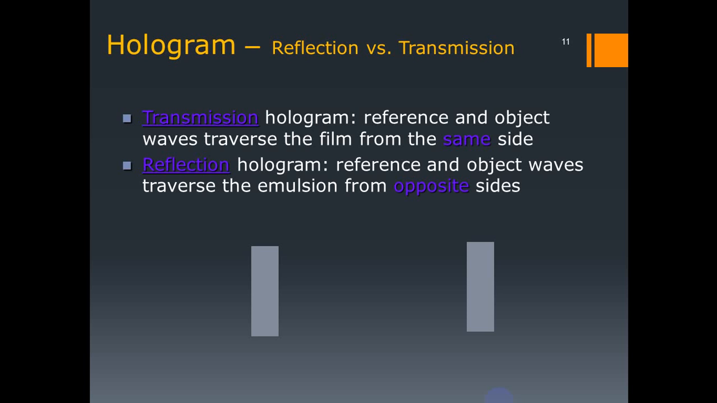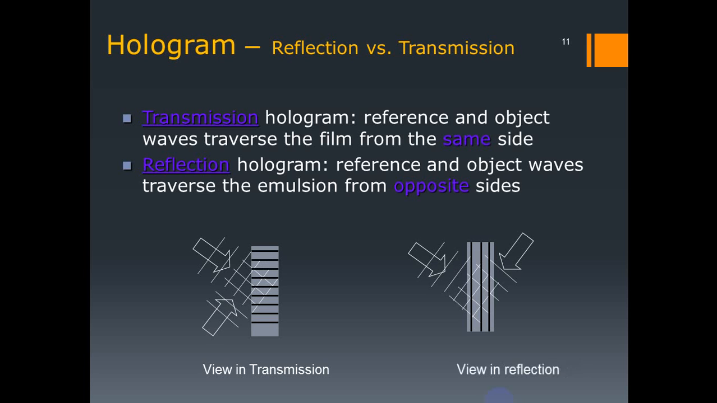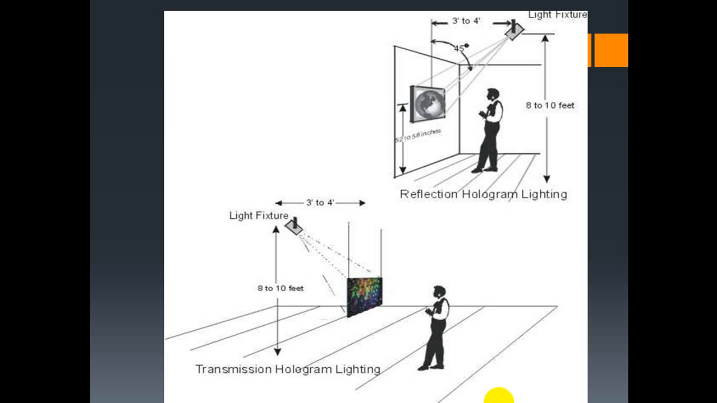From this slide also we can infer the direction of the object and the reference waves traversing the films. We can see in the picture that in a transmission hologram the reference and the object waves traverse the film from the same side, whereas in a reflection hologram the reference and object waves traverse the emulsion from opposite sides. Now this is another example with a person in the picture showing the difference between the two main classifications of holography, that is reflection and transmission. Here also in this picture we can see the above mentioned differences.